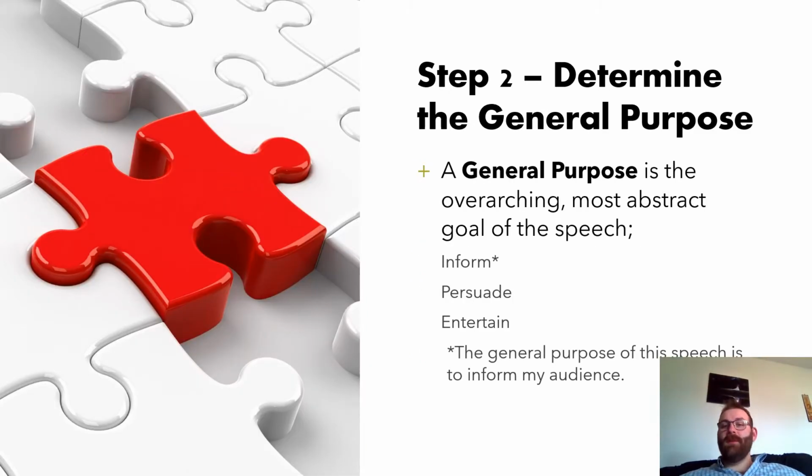The next step is determining your general purpose statement, which I'm doing this for you. You know what your general purpose is. The general purpose is the overarching, most abstract goal of the speech. There's usually 3, right? With any kind of speech, your goal is to either inform, persuade, or entertain. Your goal for this speech is to inform. Your general purpose, the overarching goal of this speech is to inform your audience about something. Again, not trying to persuade them and change their minds about something. You're not trying to entertain them like a stand-up comedian. You're trying to inform them and educate them on the topic you've chosen.